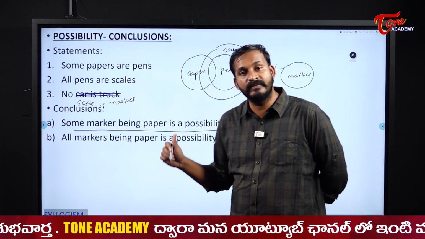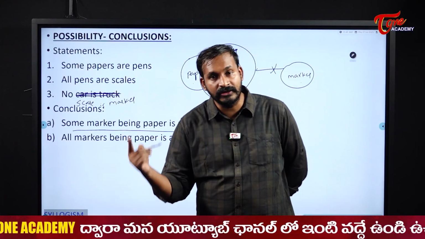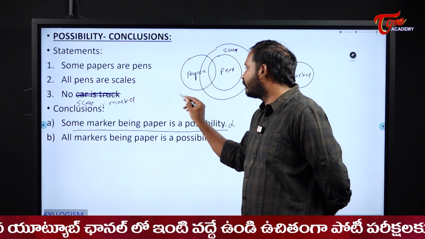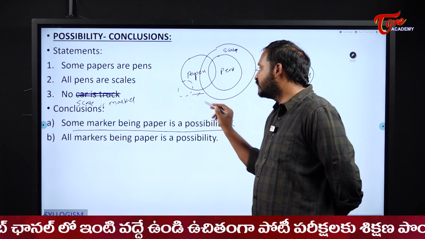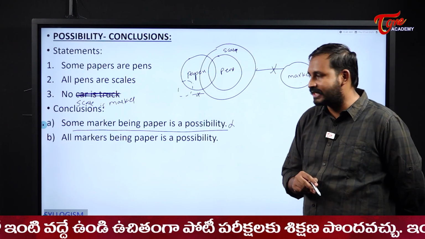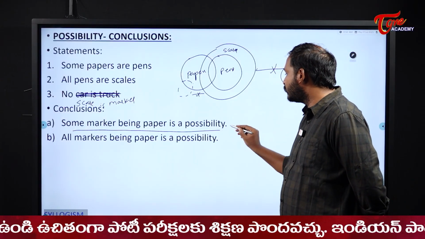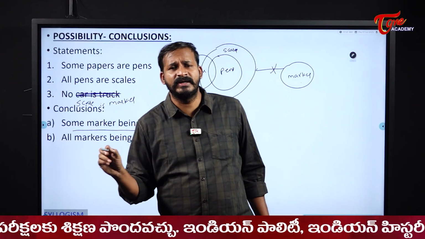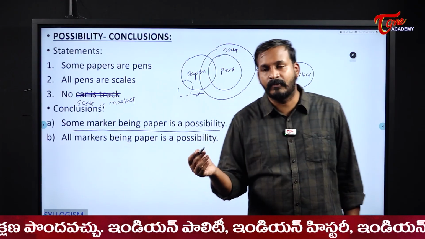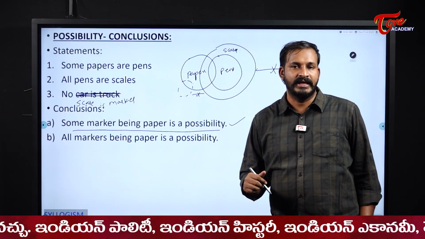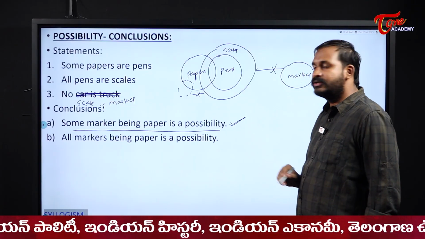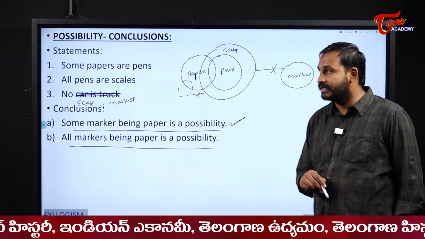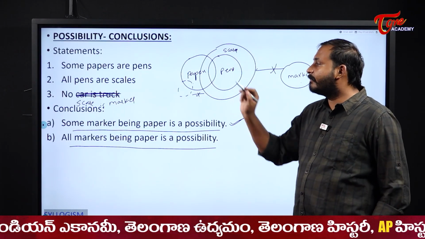But this is a possibility conclusion, right? So to make it true, I will draw an alternate diagram. I will draw the marker with paper. Can I draw? Yes, without disturbing my statements, I can draw it. Then obviously this becomes true. In case of a possibility condition, if an alternate diagram is possible, then it becomes true. So this one is true for me. Now see, all markers being paper is a possibility.